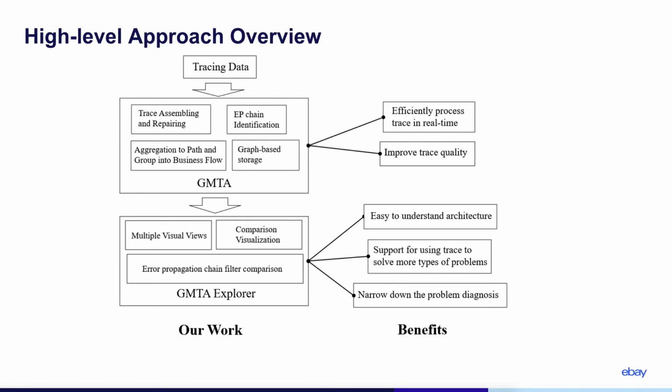GMTA adopts a storage structure that combines an analytical database and a graph database, and provides a multi-level query interface to solve the problem of poor query performance and poor data quality in the case of large amounts of data. In the second part, GMTA Explorer provides visualization, comparison views, and error chain views to solve different particular problems, such as understanding the business, understanding the root cause, and localizing it.